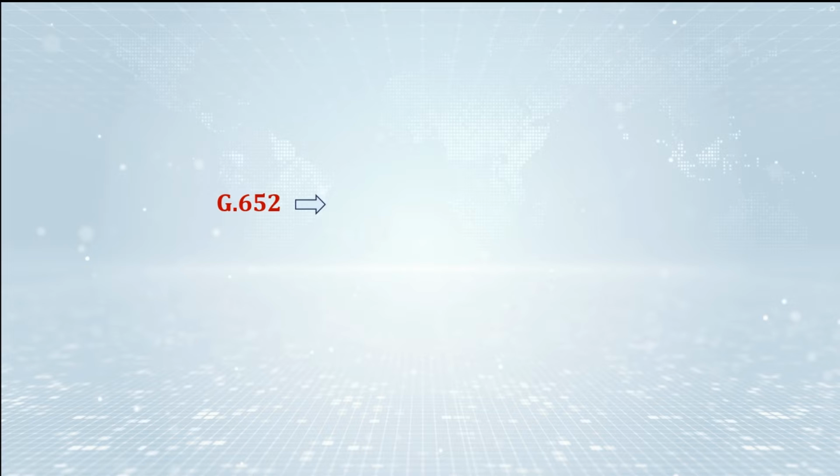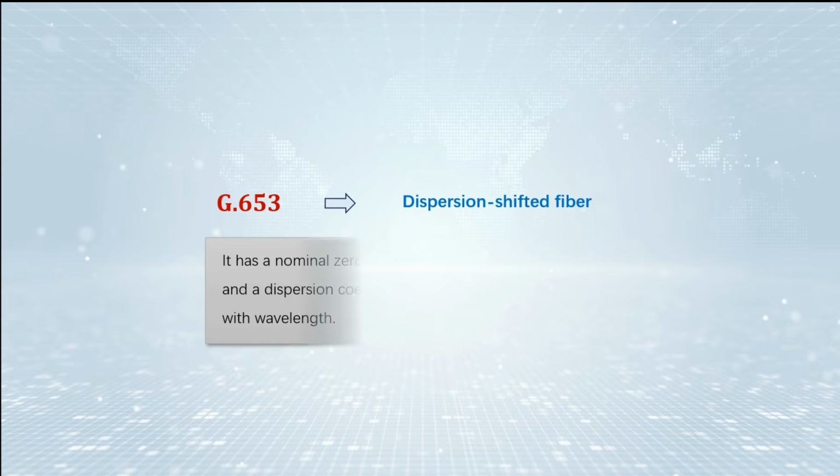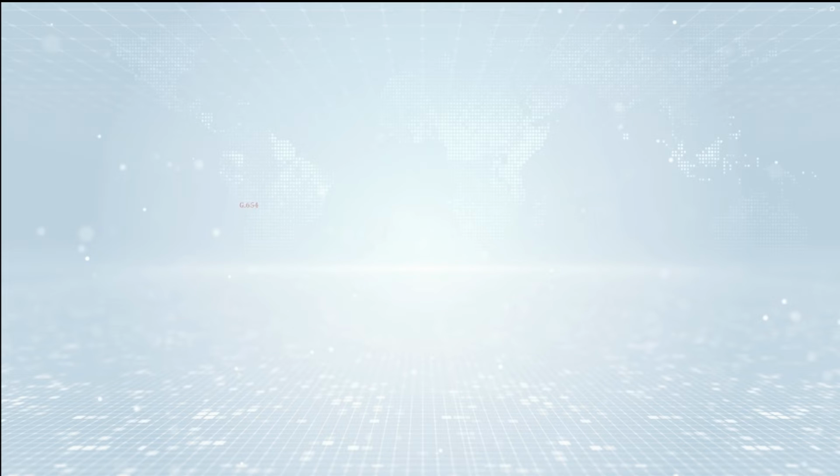G.652, dispersion non-shifted single-mode fiber, is also the most widely used fiber in the world today. The characteristic is that the dispersion is zero when the wavelength is around 1310 nanometers. G.653, dispersion shifted fiber, is cable which has a nominal zero dispersion wavelength close to 1550 nanometers, and a dispersion coefficient which is monotonically increasing with wavelength.